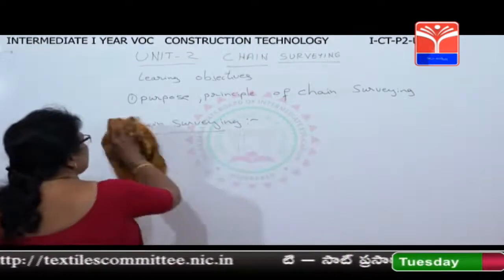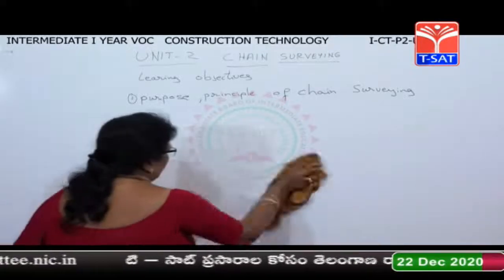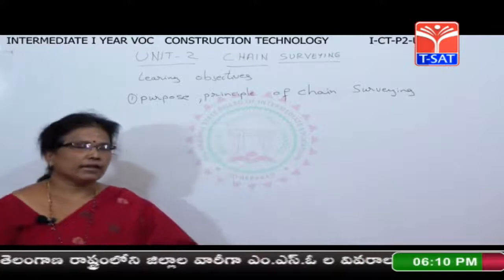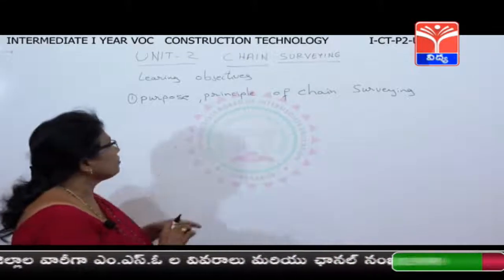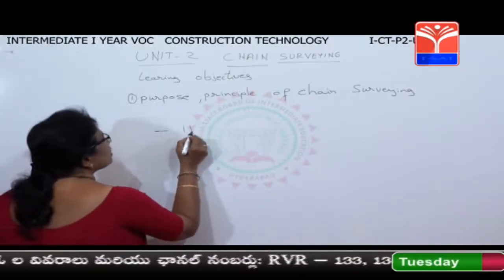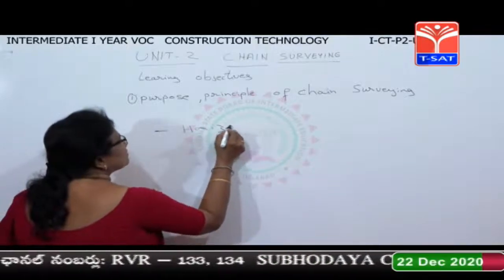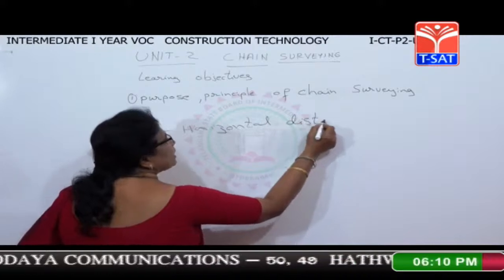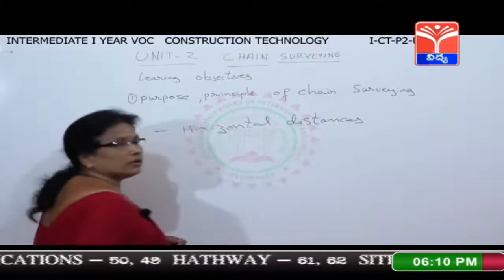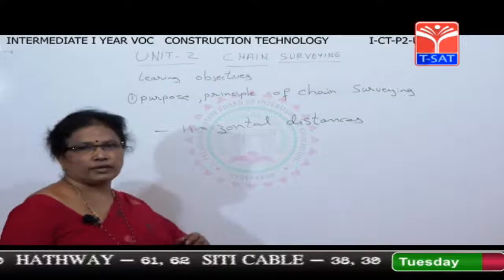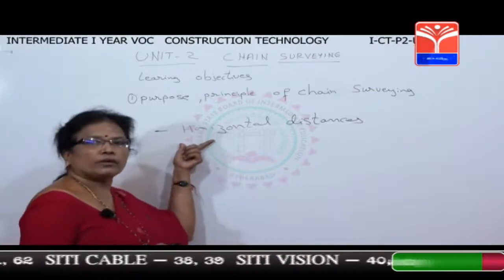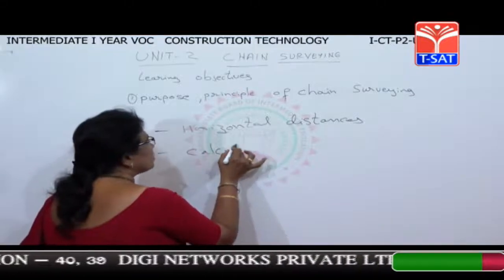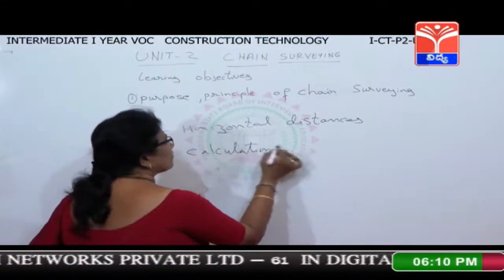Next is the purpose of chain survey. Why do we have to do the chain survey? Actually, the main thing we do with the chain is measure horizontal distances, sorry, not angles. Horizontal distances are measured with the help of the chain. Next, after measuring the distances, we'll calculate the areas. Calculation of areas.